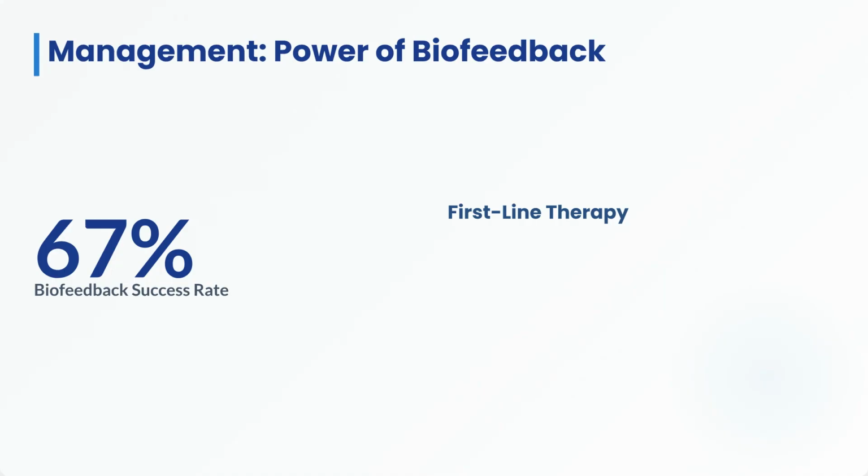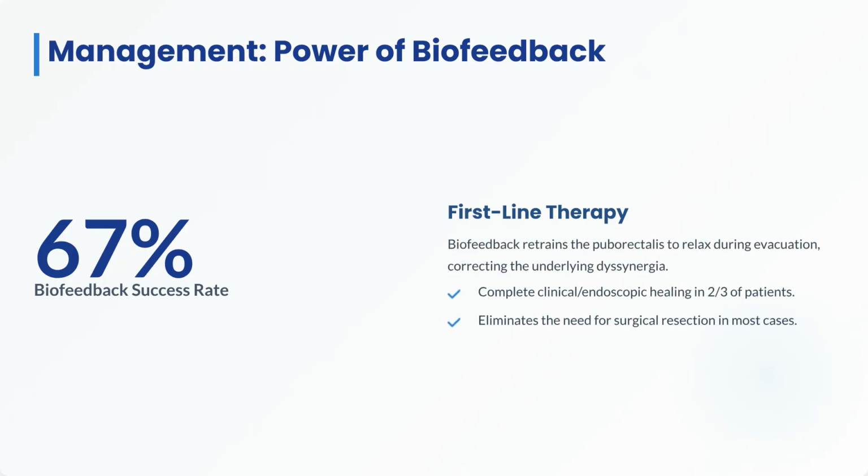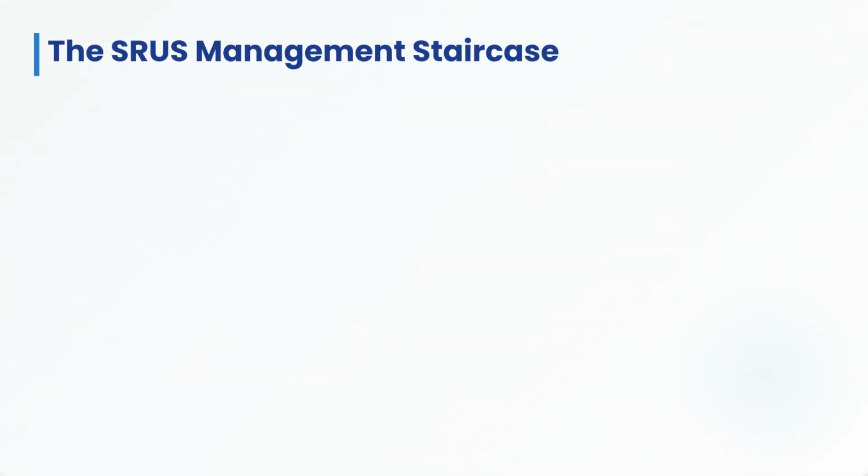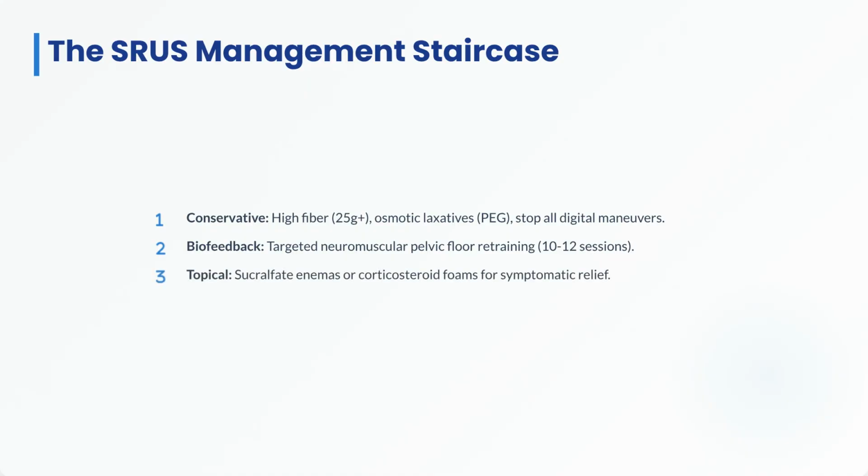It retrains the puborectalis to relax during evacuation, leading to complete clinical and endoscopic healing in 2/3 of patients. The SRUS management staircase begins conservatively with high fiber and laxatives, followed by biofeedback. Topical treatments like sucralfate enemas offer symptomatic relief. Surgical rectopexy is reserved for cases with refractory full-thickness prolapse.